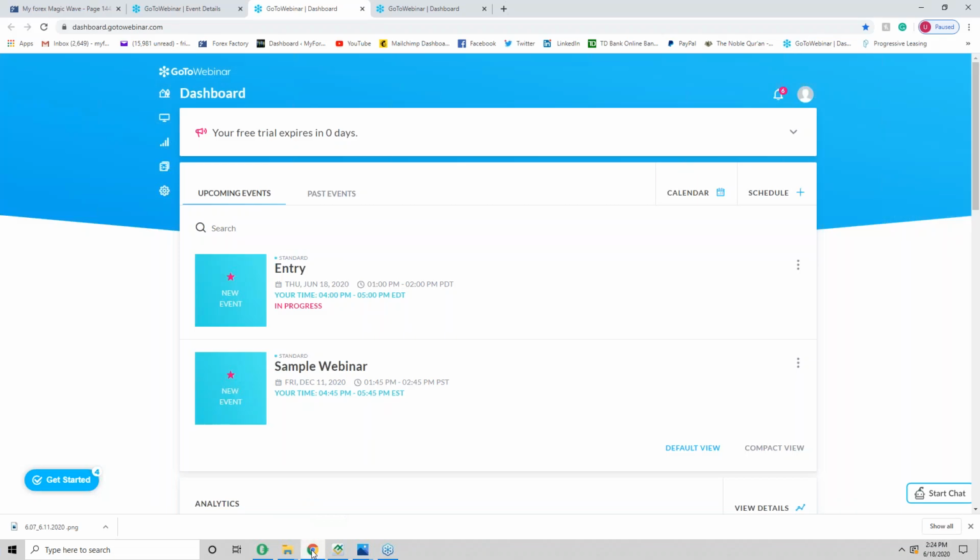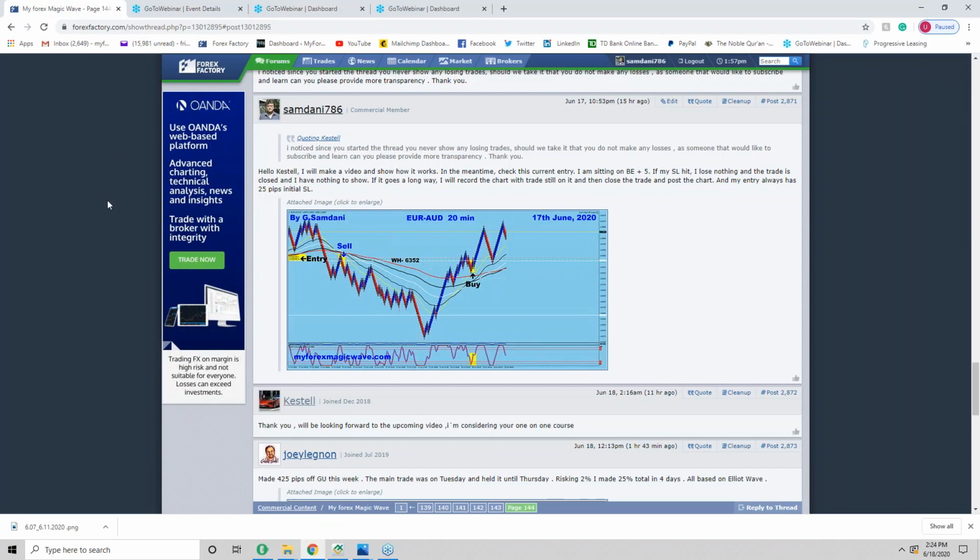Yesterday I posted, this is on the Forest Factory forum, right? He asked me here, and I wrote that I will make a video and show how it works. In the meantime, check this current entry. This is the entry chart, which was the current entry at that time, and the trade was running last night, actually.